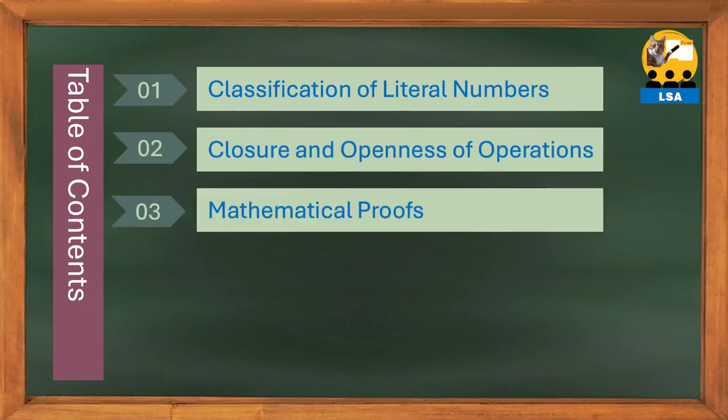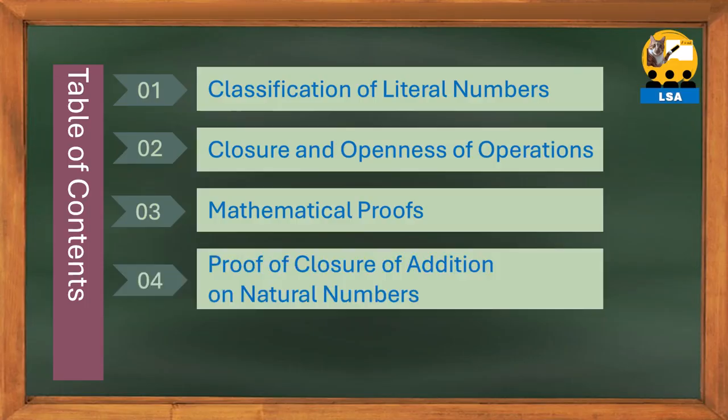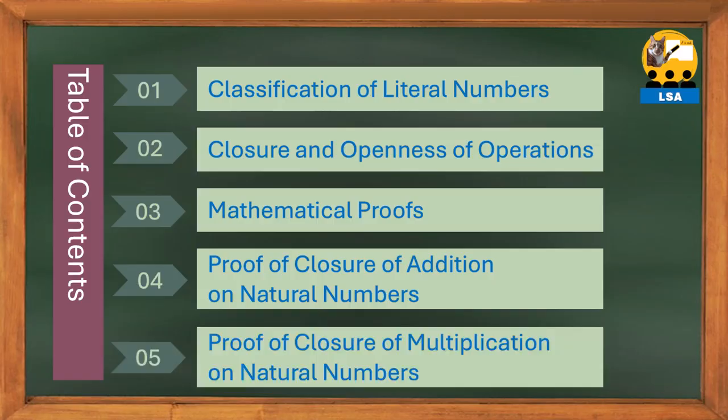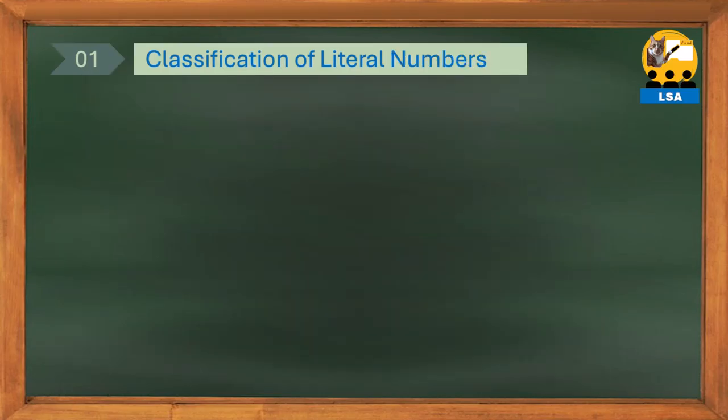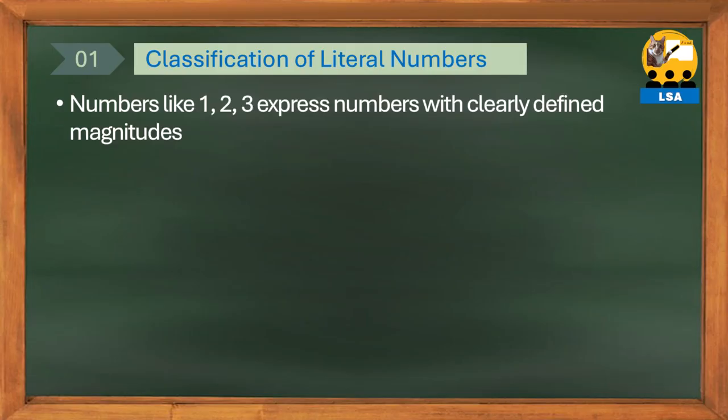We will learn about the method of proof in the deductive system of mathematics, prove mathematically that the addition operation is closed among the 4 basic operations of natural numbers, and prove through logical thinking that the multiplication operation is closed. Before doing the proof, let's define literal numbers. Numbers like 1, 2, 3 are symbols that express numbers with clearly defined magnitudes.